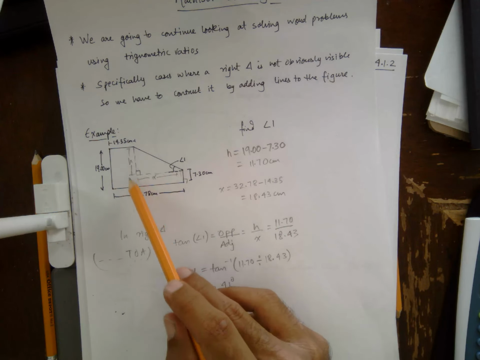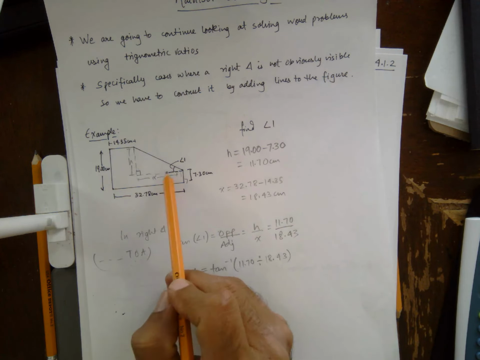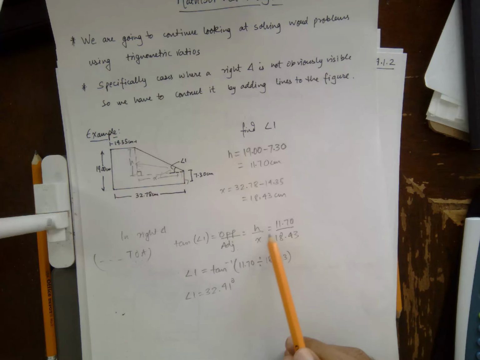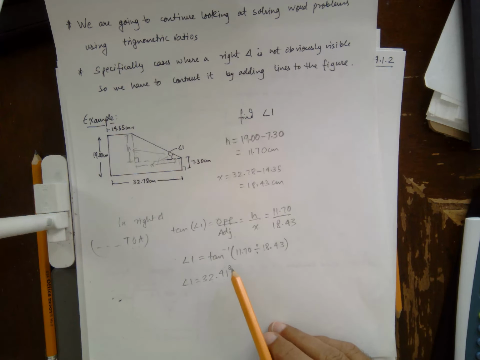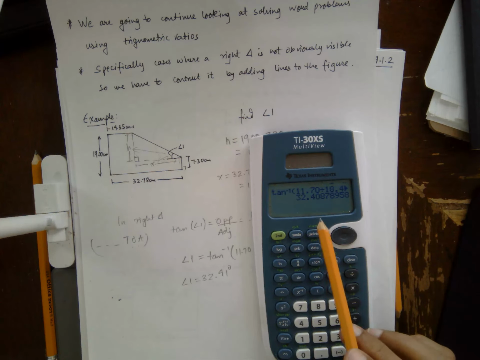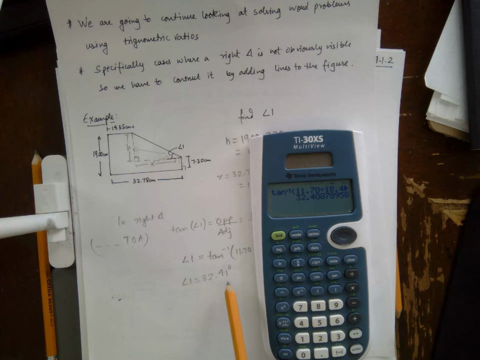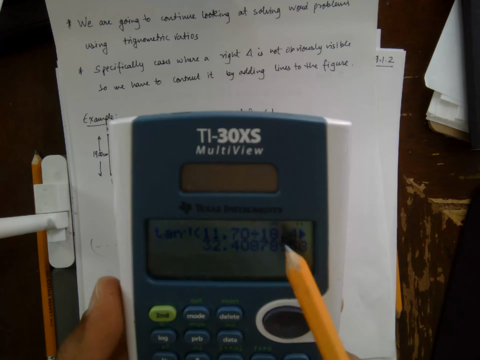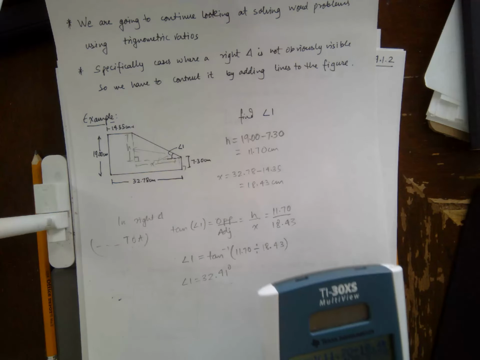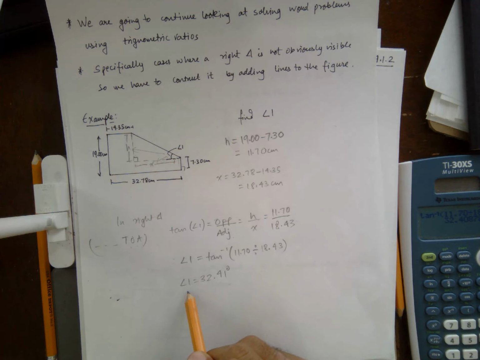Finally, in this right triangle, using SOHCAHTOA, I know I have the opposite and the adjacent. So tangent 1 is opposite over adjacent, H over X, is 11.70 over 18.43. So angle 1 is going to be inverse tan of this expression. Now, to make sure my answer is in the correct format, which is degrees, you look right up here in the calculator. For example, mine says DEG, that means it's in degrees. So that gives you the angle.